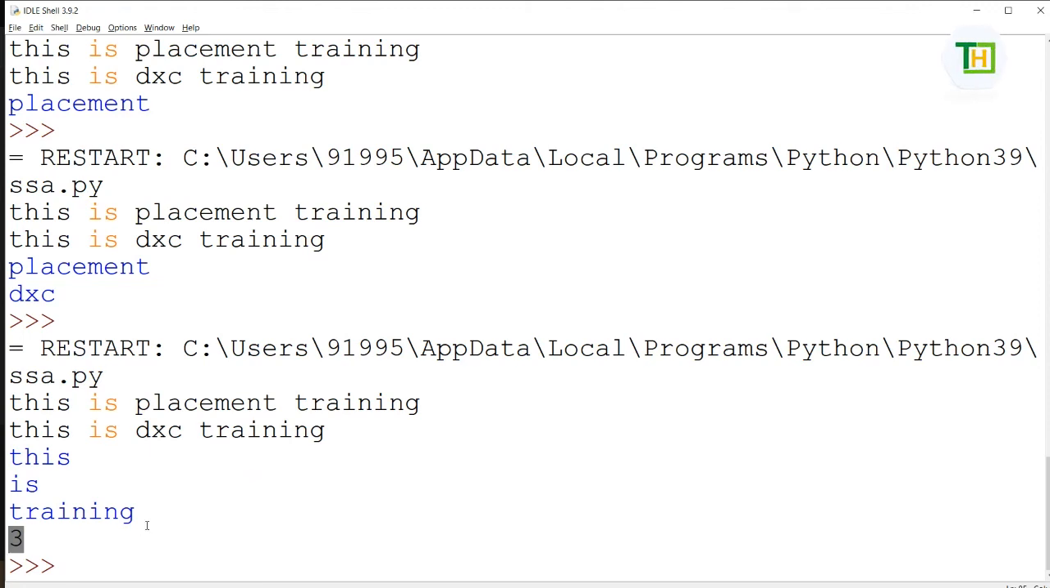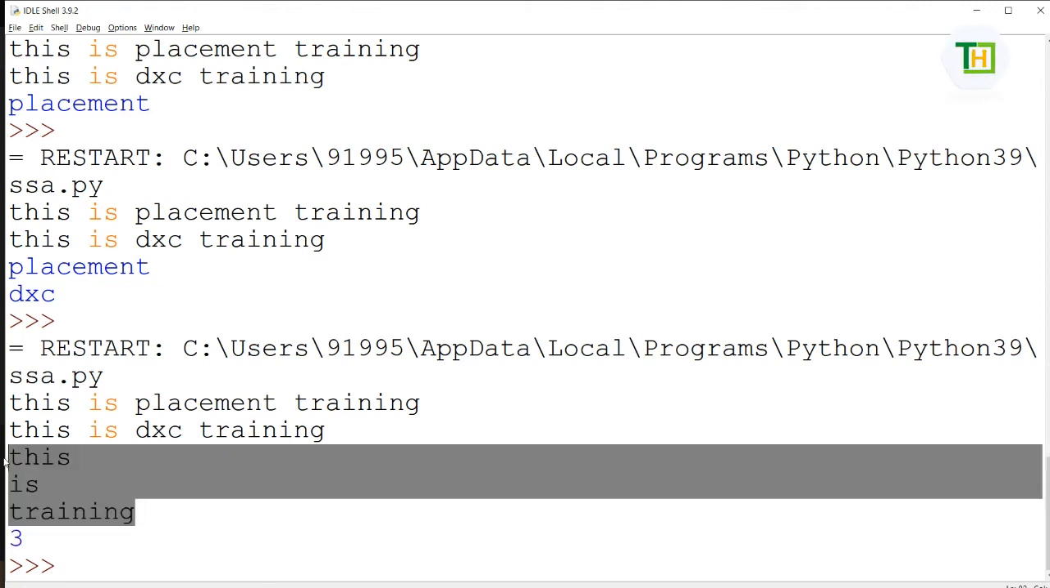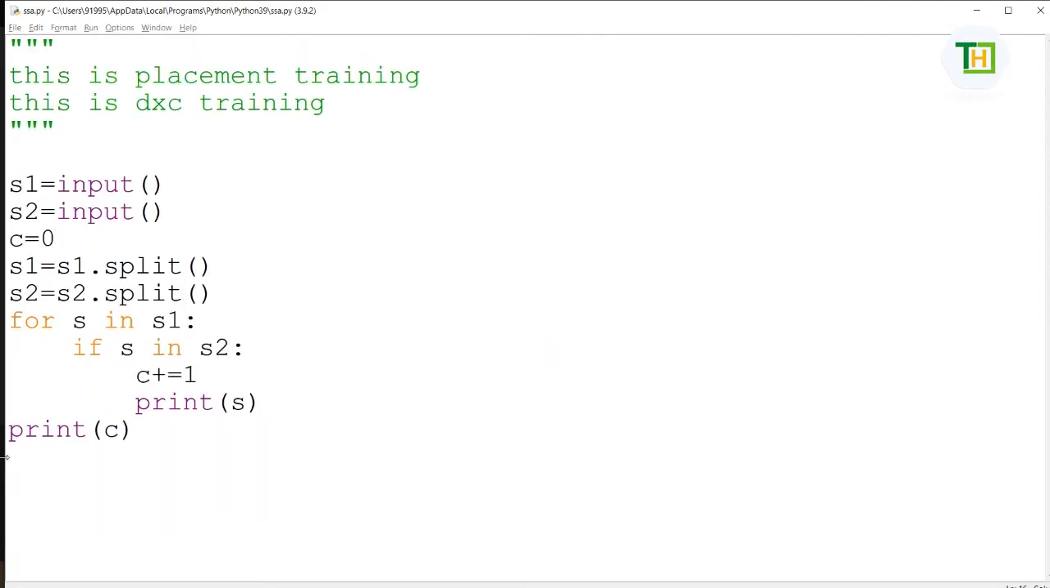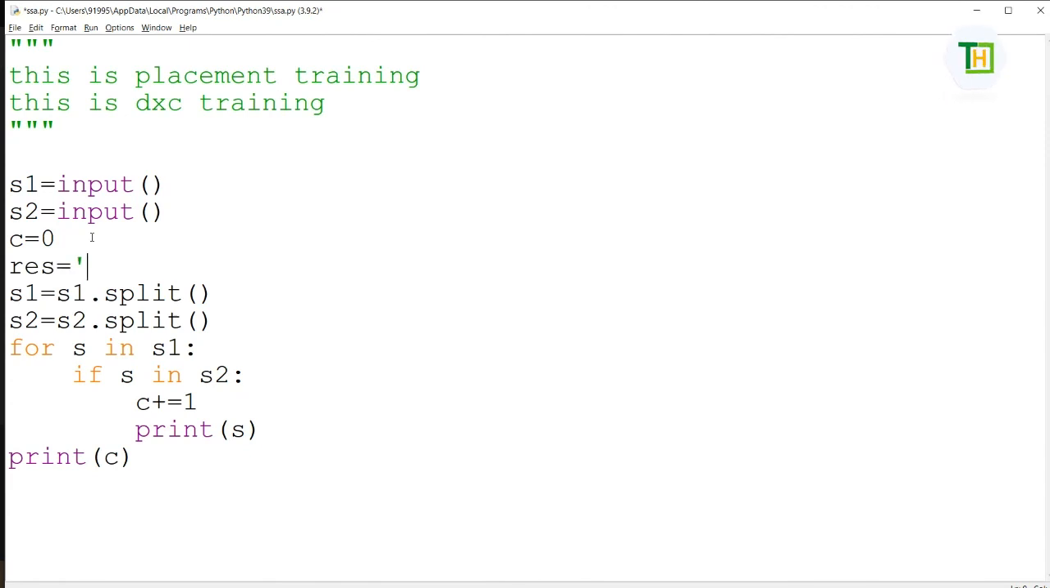And I'm going to make these 3 common words into a separate string. For that, I'm going to write here, for example, some result is equal to an empty string. Here I'm going to write res plus is equal to yes.